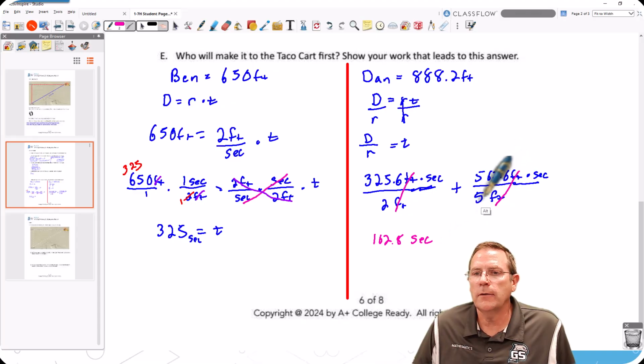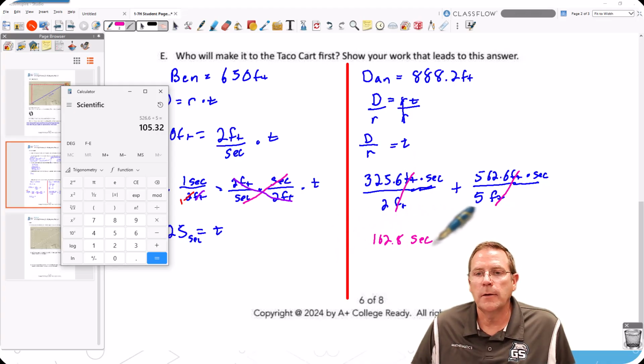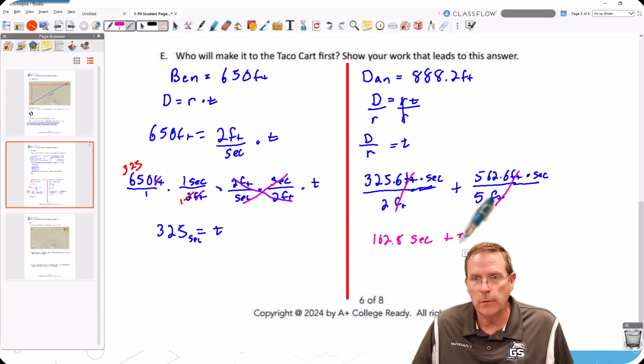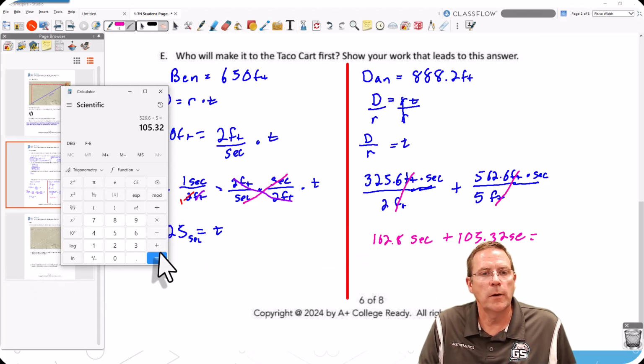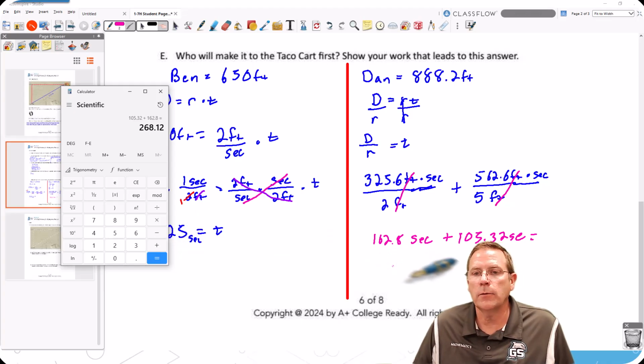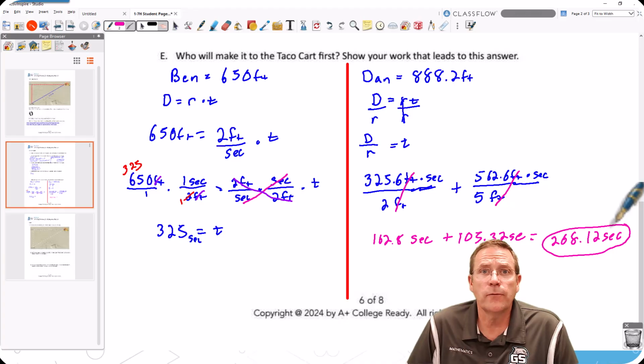And then when I take this one, 526.6, and divide it by the 5, that's going to give me 105.32 seconds. And we add those two together, come back over here, plus 162.8 is going to equal the total time for Dan to travel, which is going to be 268.12 seconds.